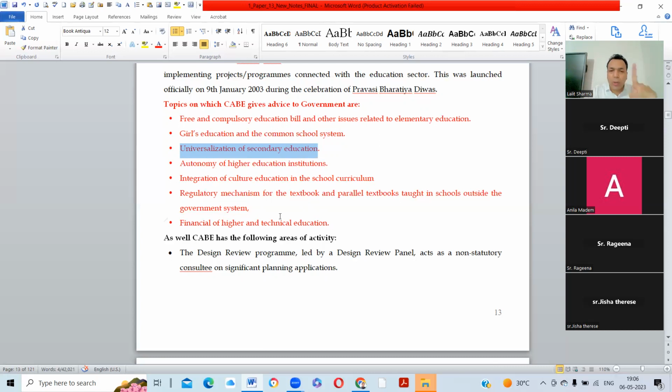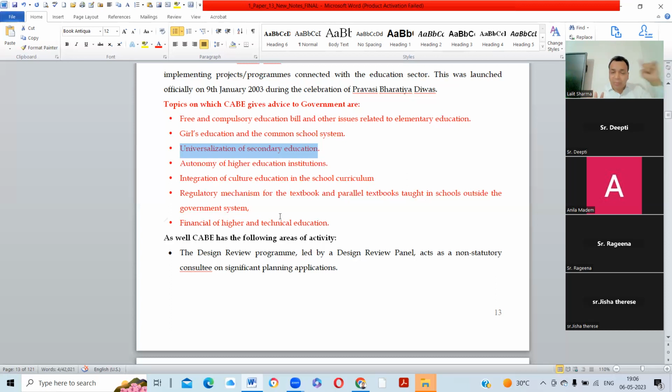And guys, here you have to note one thing. Universalization of elementary education, the Right to Education Act, and even the SSA, Sarv Shiksha Abhiyan, are all policies the government is adopting to reach universalization of elementary education, meaning every child in this country has the right to get primary education, and this is the responsibility of the government, advised by the CABE. So here you have to note about the SSA.